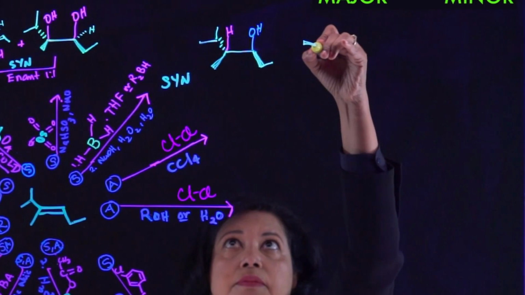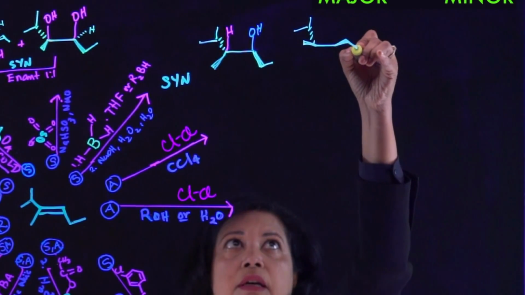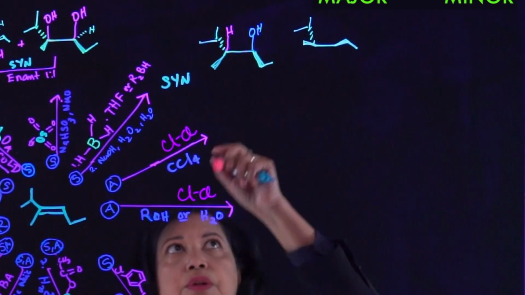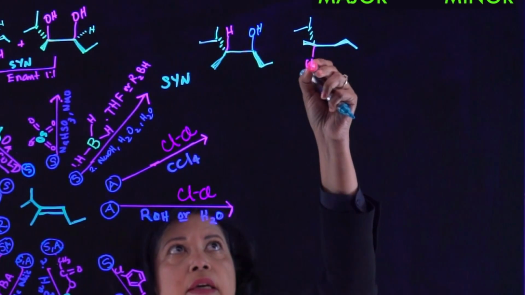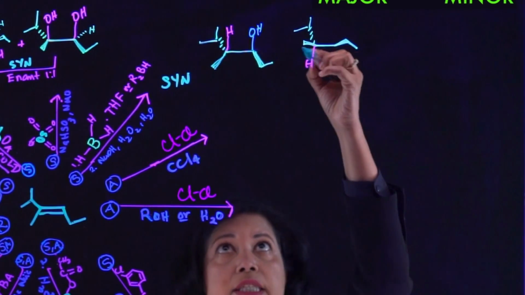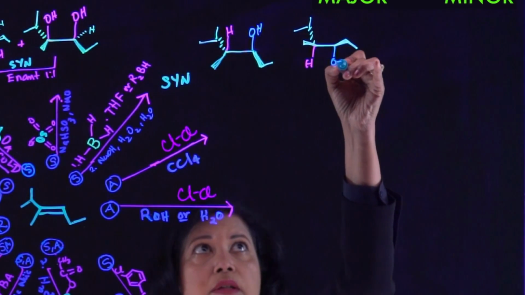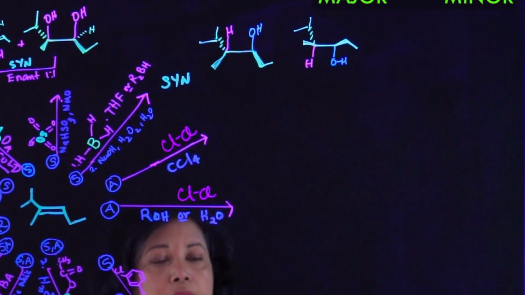So here are your groups, and we're not changing them. Hydrogen is going to go to the most sterically hindered, most substituted carbon, exact opposite of Markovnikov. So this is an anti-Markovnikov. Boron goes to the less substituted, and then it gets oxidized by the peroxide over here.